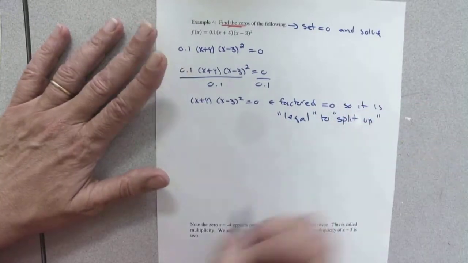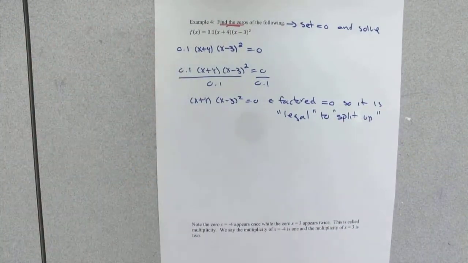And we'll put "split up" in quotation marks too. Remember the zero factor theorem: if two numbers multiplied to be equal to 0, if a times b equals 0, then either a equals 0 or b equals 0. When two numbers multiply to be 0, one of them must be 0.